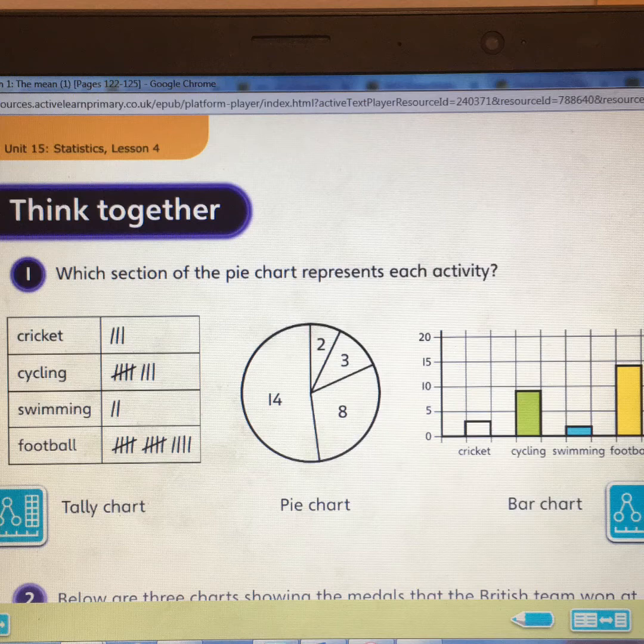So the swimming would be the 2, the smallest section of the pie chart, and if you look on the bar chart, you can see that swimming is the smallest. Looking at the bar chart, I can see that cricket is the next biggest. Looking at the tally chart, I can see that's 3. So that would be the 3 on the pie chart, so it's the next biggest section. Looking on the bar chart, I can see the next largest section would be cycling. I check this with the tally chart. Cycling is 8, so on the pie chart, yep, that would be that section there because it's 8. And then the last one would be football because that's the biggest section, that's got the most votes, and it had 14 votes.